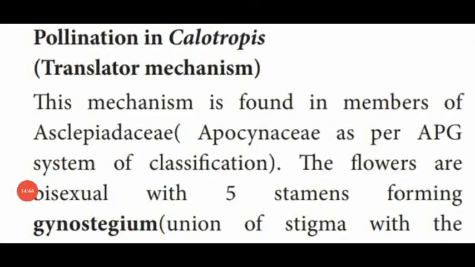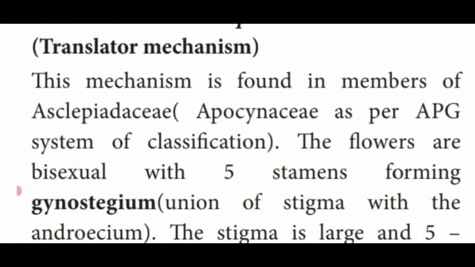Dear students, next we are going to see another mechanism of pollination, that is the translator mechanism in the Calotropis plant, that is Erukku. This type of mechanism occurs in members of the Asclepiadaceae family. Now it is changed into Apocynaceae according to the APG 4th system of classification.